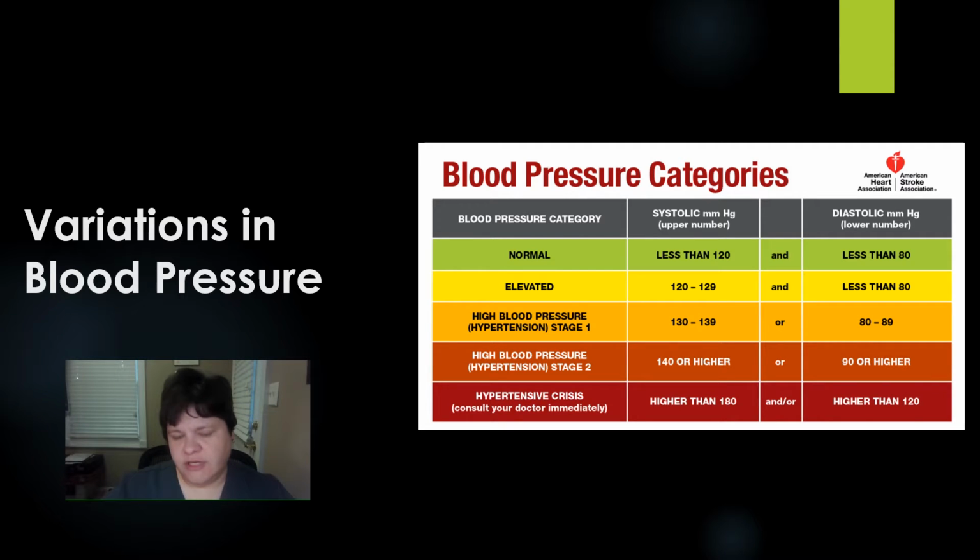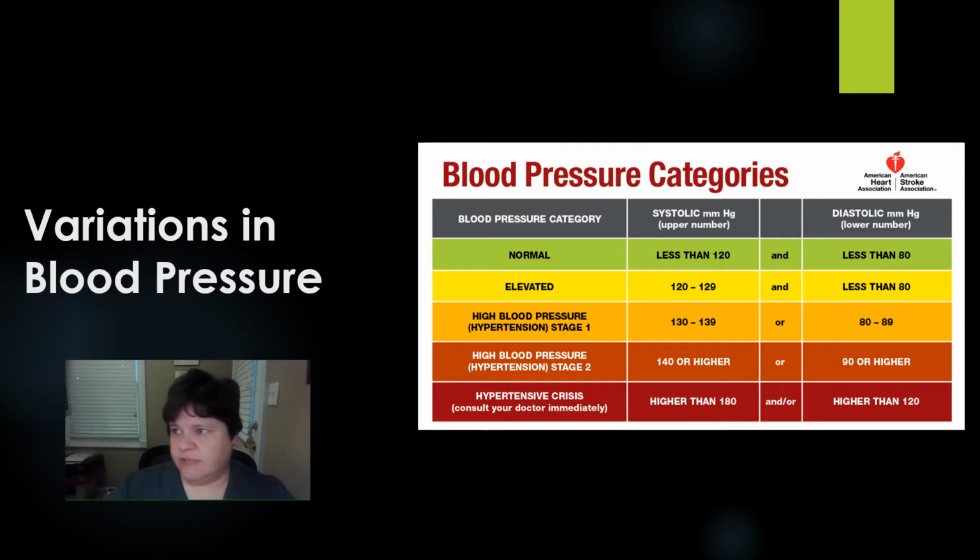Now, over the years, the names for this have changed, but currently they have a stage 1 and a stage 2. It's not until you get to stage 1 that your category classification is affected by both the systolic and the diastolic. On the systolic, anything between 130 and 139, and on the diastolic, anything between 80 and 89 is considered stage 1. Stage 2 high blood pressure or hypertension is greater than 140 or greater than 90 diastolic.